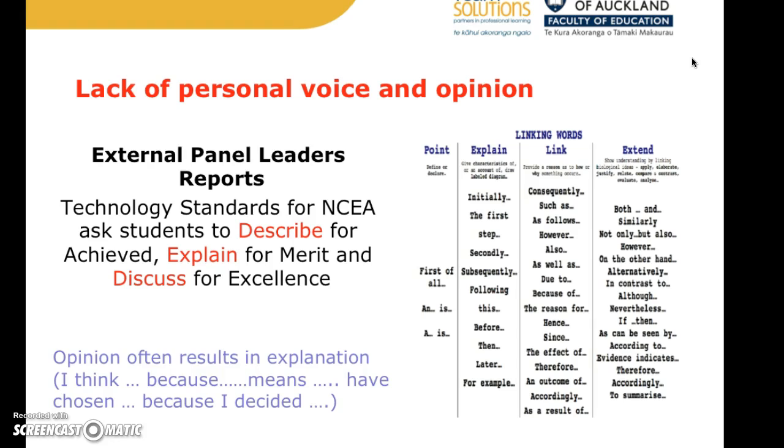The last point, point 4, was a lack of personal voice and opinion. The panel leader report suggested there was an inability to identify candidate voice and the information not being contextualized nor used to inform candidate opinion within their own technological practice. This restricted candidates for accessing higher grades.